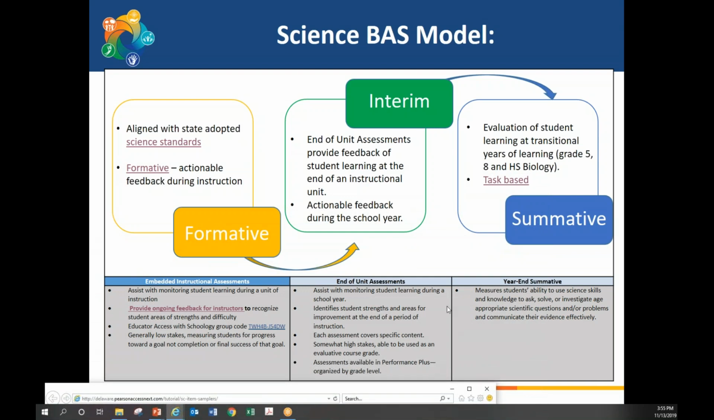For summative assessments, that's the one that everybody took live for the first time last year. Scores will be available to you anytime in the next 3 to 4 weeks. We'll be looking over all of that information so that we can evaluate student learning at those transitional years. Grade 5 is a gateway year between elementary and middle school. Have students learned enough in elementary school to be prepared for middle school science? In 8th grade, have students been prepared for high school science? And in high school science, are they prepared for college, career, and life?